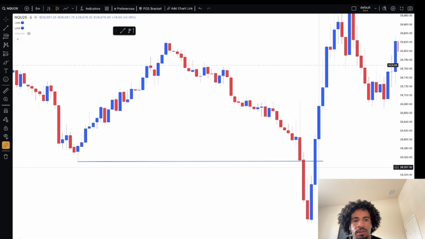Okay, so this candle here would not be our breaker structure because this is a wick through. This candle here will be our breaker structure.